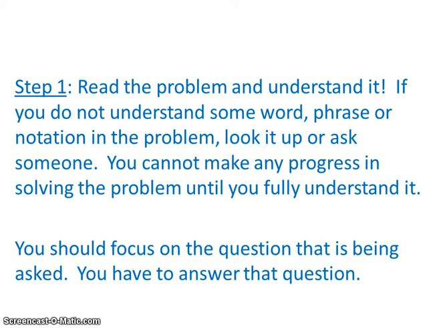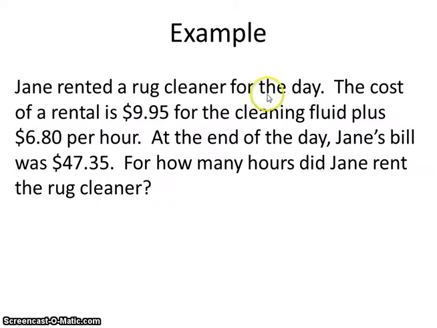So let's go back to our problem and just make sure that we understand it. So there is a base cost, which is $9.95. We have an hourly cost, which is $6.80, and she has rented it for a certain number of hours. We can surmise from the information that the hourly cost plus the $9.95 will give us a total of $47.35. We just don't know how many hours she rented, so that's what we're looking for. We're looking for a number of hours.